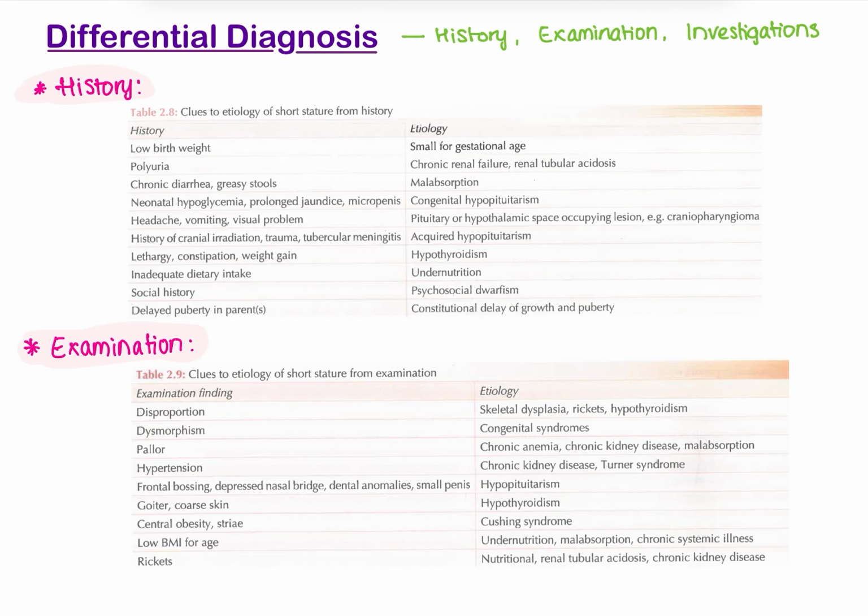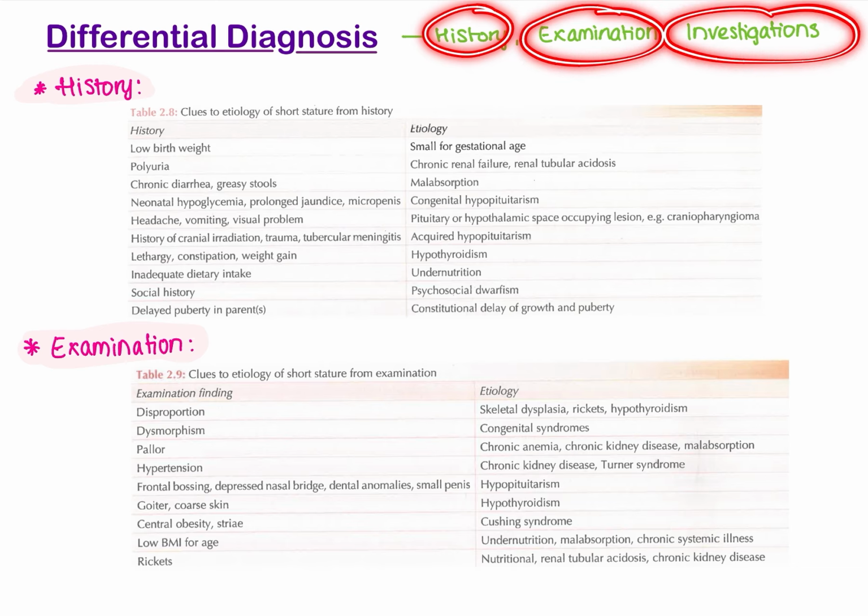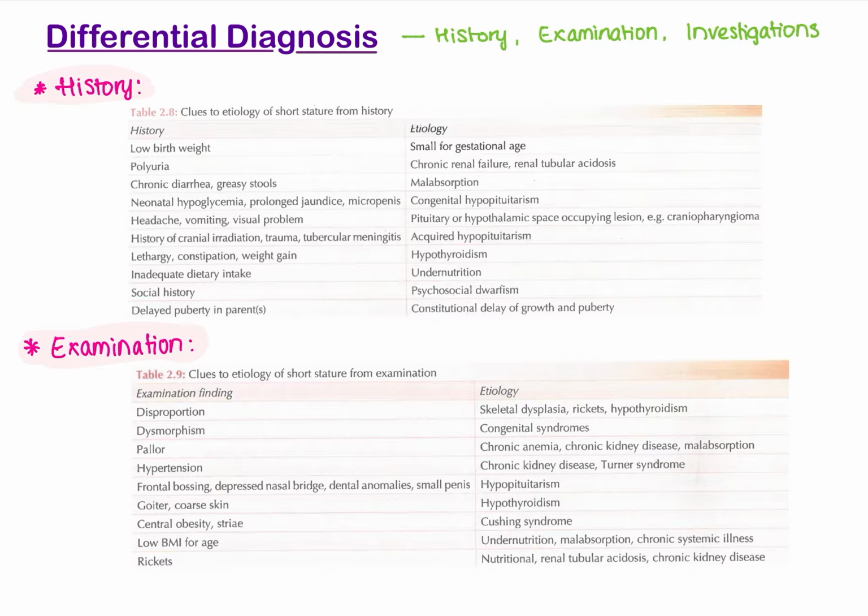Differential diagnosis. How do we arrive at a cause of short stature? We can know the differential diagnosis through history, examination, and investigations. In history, there are certain clues like low birth weight. It gives a clue for small for gestational age. There is chronic diarrhea that may be malabsorption. There is lethargy, constipation, weight gain that may be hypothyroidism. There is inadequate diet intake, that may be undernutrition.